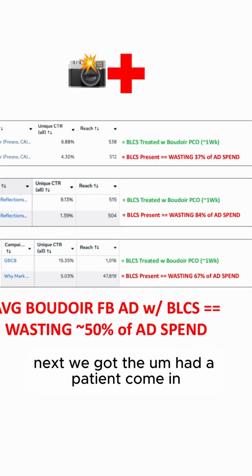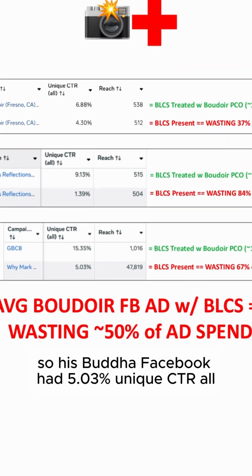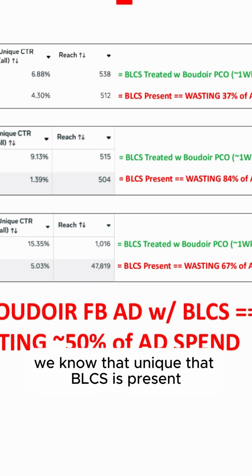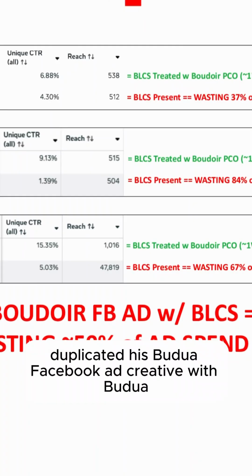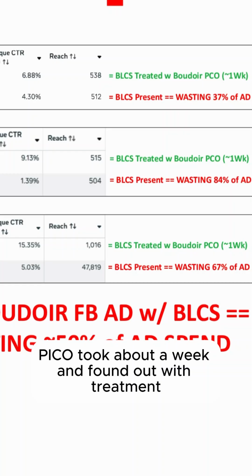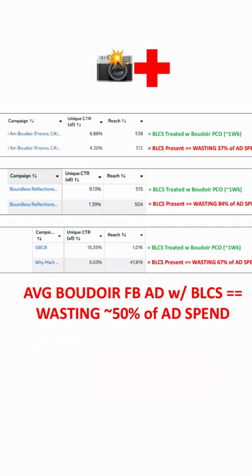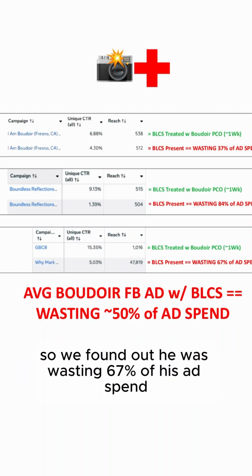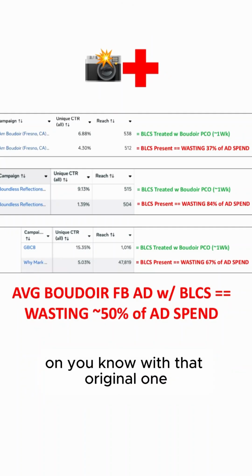Next, we had a patient come in. So his Boudoir Facebook ad, 5.03% unique CTR, so it's under 6%. We know that BLCS is present. So we duplicated his Boudoir Facebook ad, treated it with Boudoir Pico, took about a week, and found out with treatment, his unique CTR got up to 15.35%. So we found out he was wasting 67% of his ad spend with that original one.